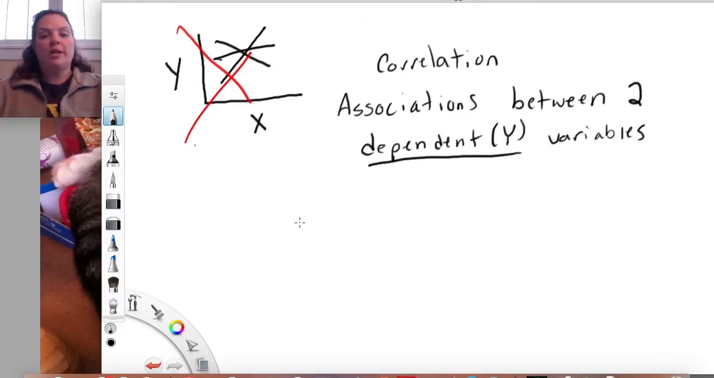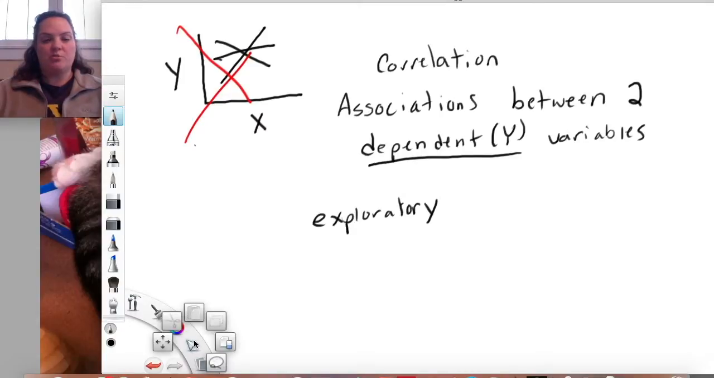Okay, so correlations are often exploratory. And what do I mean by that? When we run a correlation, we do that because we have not yet established an underlying biological mechanism for a cause and effect relationship. So correlations are often run before we do a regression. We just see if there are any associations between dependent variables because we don't really have a reason to think one variable causes an effect in the other variable. So this is really exploratory.